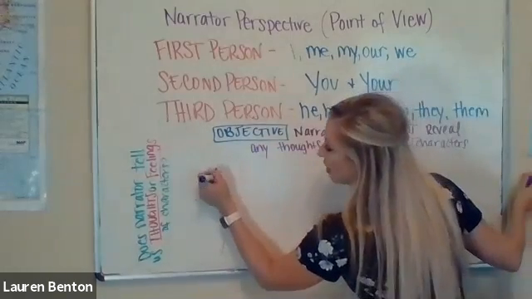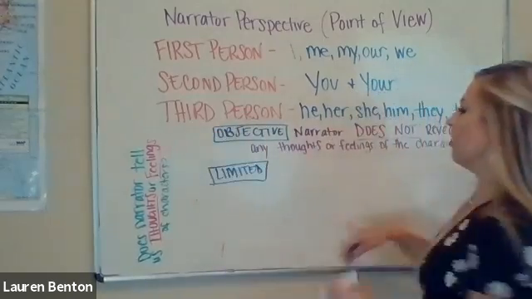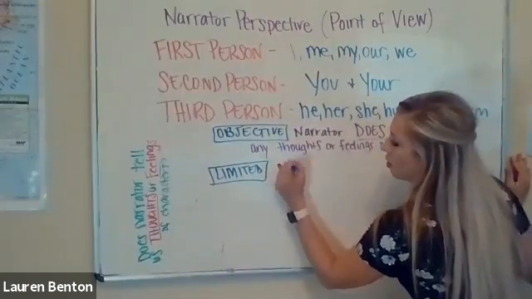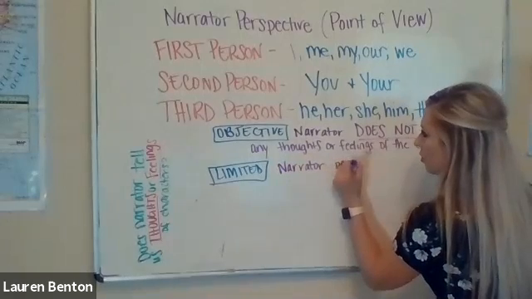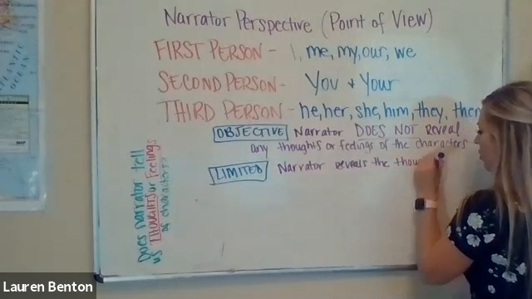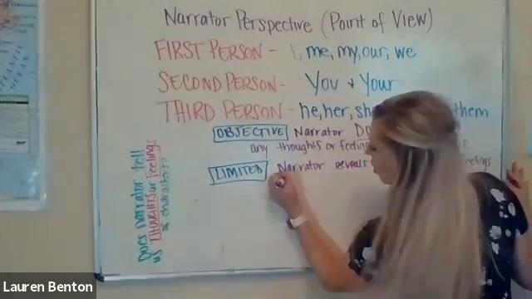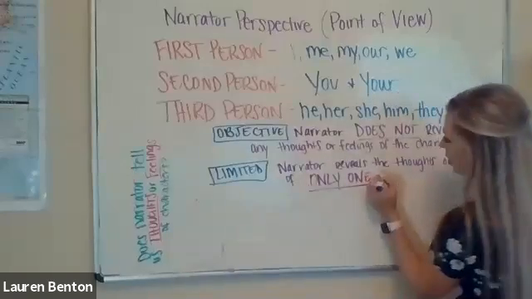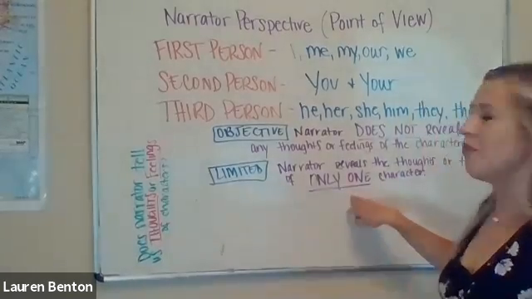The second is limited. So third person limited is when the narrator reveals the thoughts or feelings of only one character. I remember that because if you only have one, you're limited.